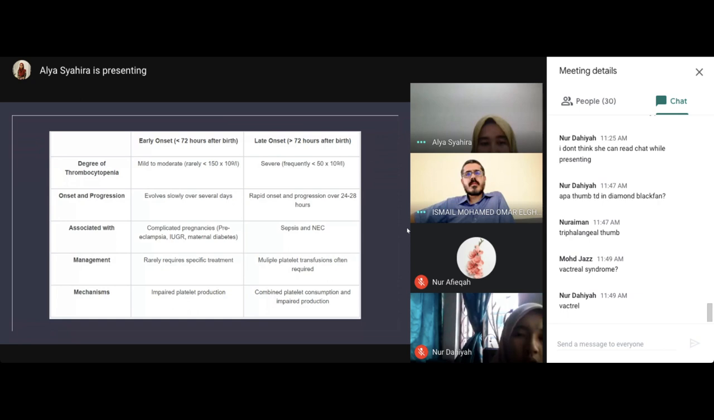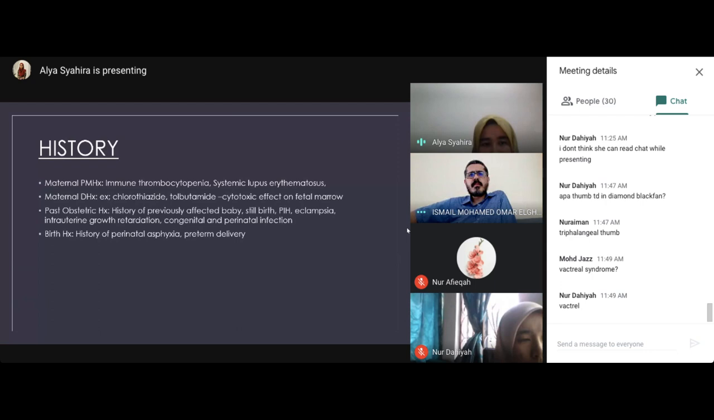For the history, among the important history that we need to take, first is maternal past medical history. Did the mother have any history of autoimmune disease like immune thrombocytopenia or SLE, and did the mother take any medication like chlorothiazide, tolbutamide or quinine, because all of these drugs can have a cytotoxic effect on the fetal marrow, which then impacts the production of platelets. Then in the past obstetric history, we ask the mother about any previously affected baby with the same event, any history of stillbirth, pregnancy-induced hypertension, eclampsia, IUGR, congenital or perinatal infection. And for birth history, we ask about any perinatal asphyxia or preterm delivery, because this group of babies has a high risk of developing neonatal thrombocytopenia.